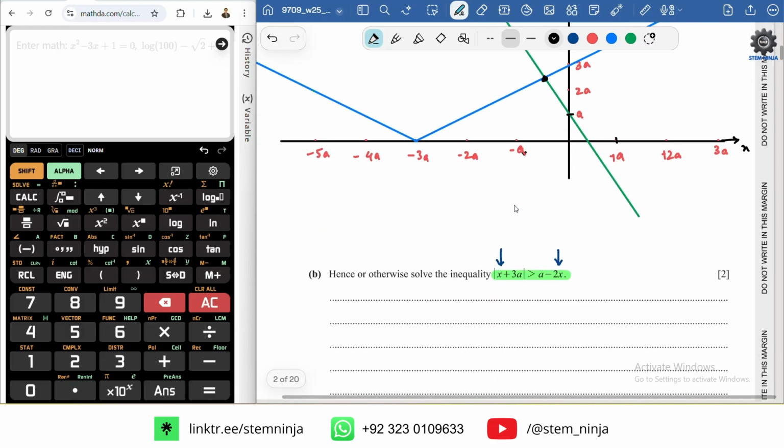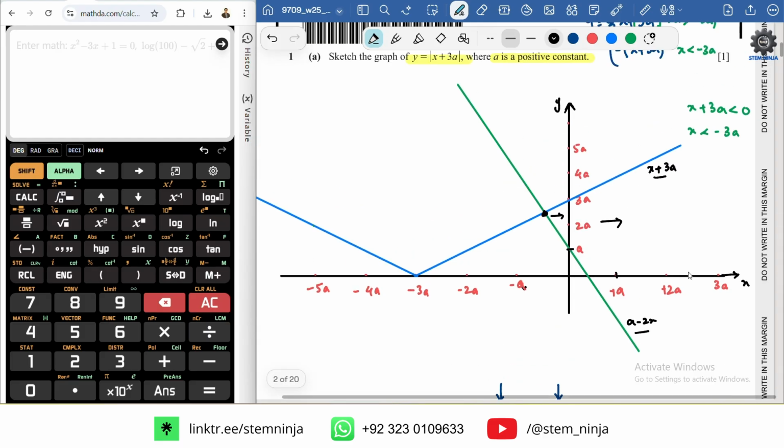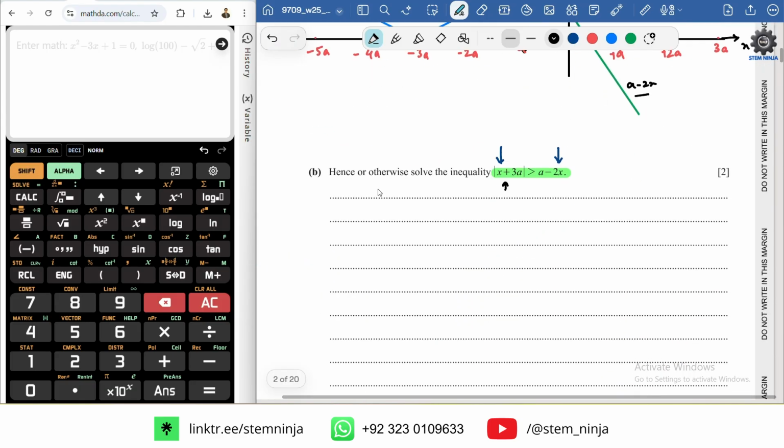If we want to figure out where this particular graph, our V graph, is greater than the a minus 2x, it's basically this part, beyond this point of intersection. So this is our x plus 3a, and this is our a minus 2x. So basically, we just need to equate them. That's all we need to do.